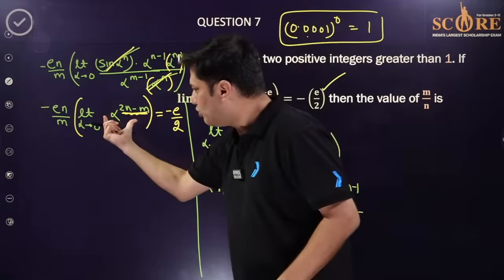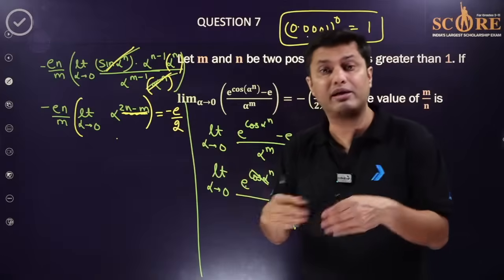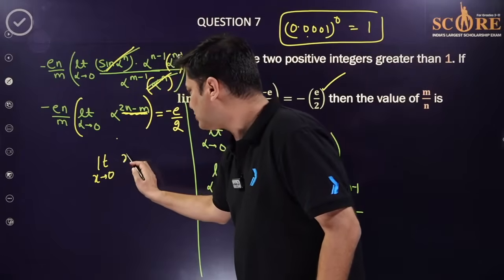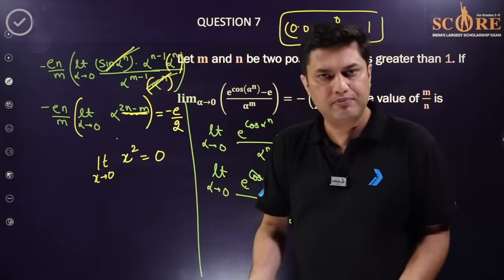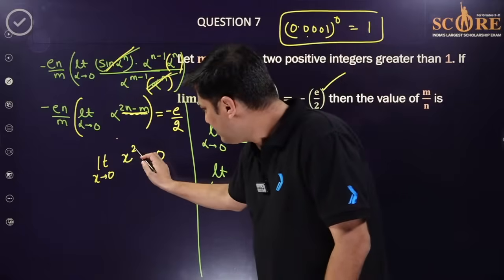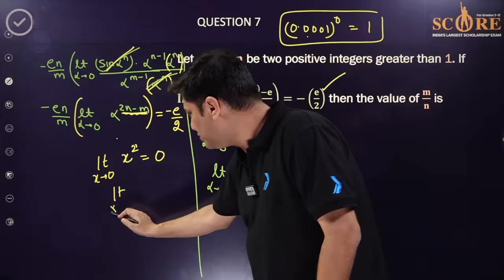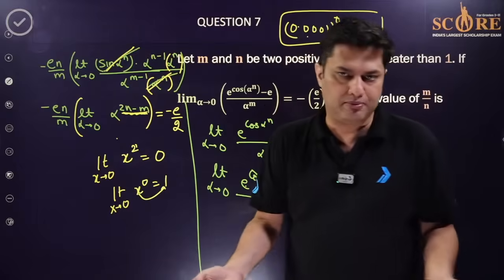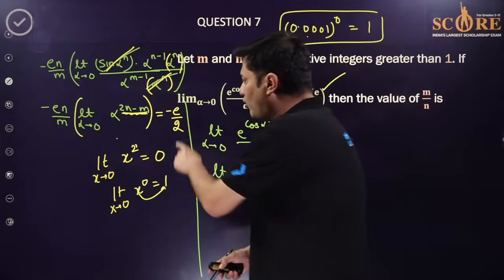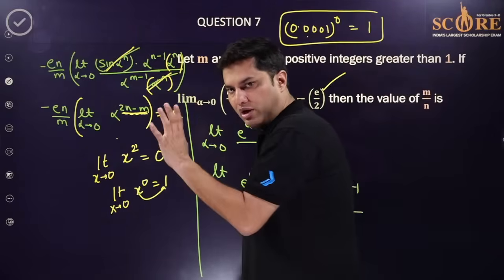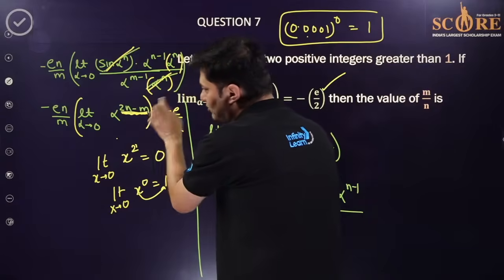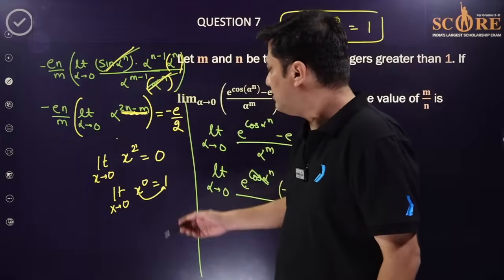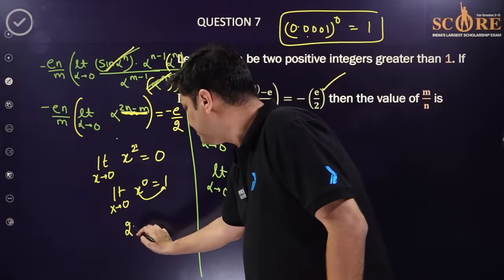Then answer will be 0, beta. But I don't want answer 0. I want answer minus e by 2. For example, if I say what is limit x tending to 0, x square, obviously 0. But if I say limit x tending to 0, x to the power 0, then answer is 1, because x to the power 0 is already 1. So if I want a non-zero limit, obviously the power has to be 0, so that alpha to the power 0 becomes 1. So 2n minus m should be 0.